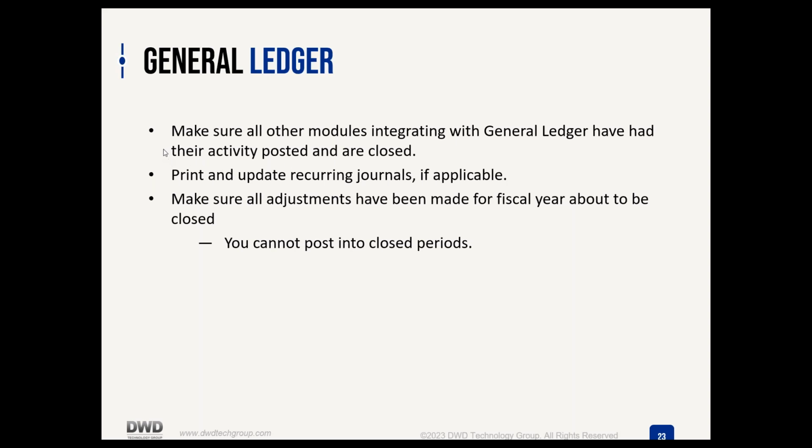So make sure all the other modules are closed. Print and update any recurring journals. So if we think about our general ledger main menu, we have our general journal entry, we have our recurring journals, and we have our transaction journals as a possibility. So the recurring journals would be those things that are repetitive period after period after period, a template that we just don't want to have to retype. You want to make sure that you get those journals processed for the current month before you're ready to close it. And then any other adjustments that you do manually through general journal entry.